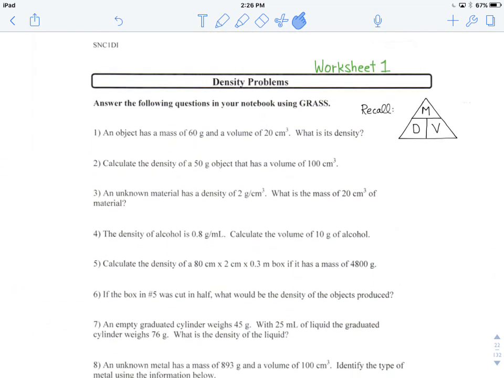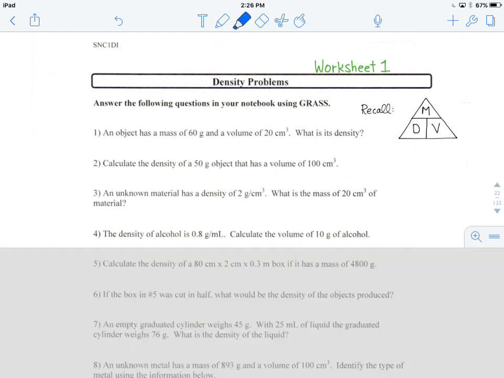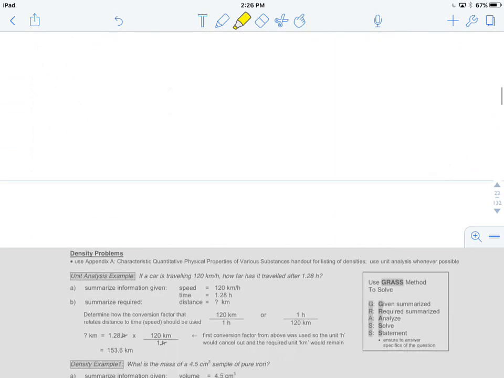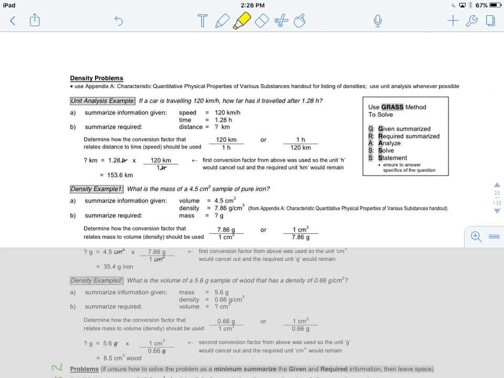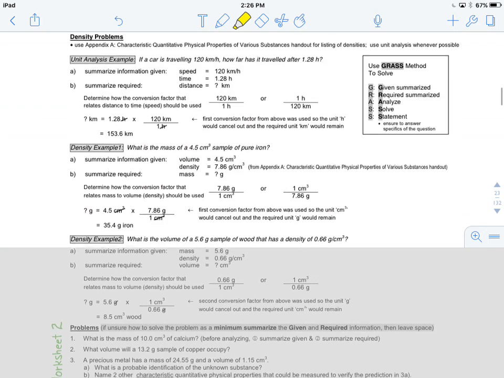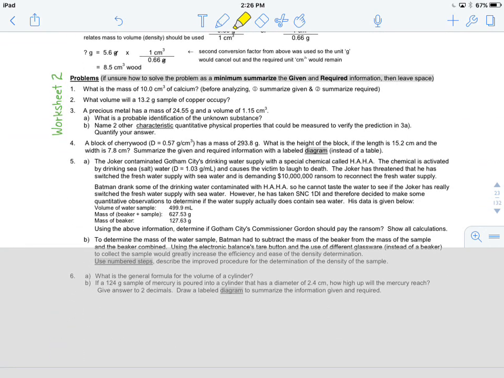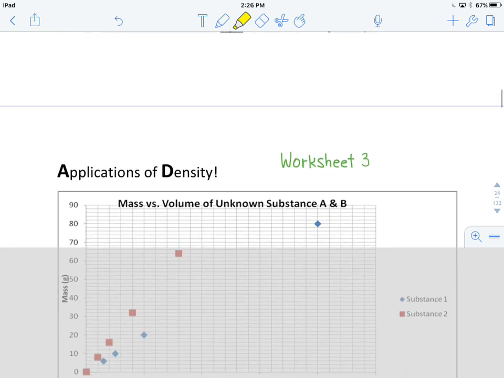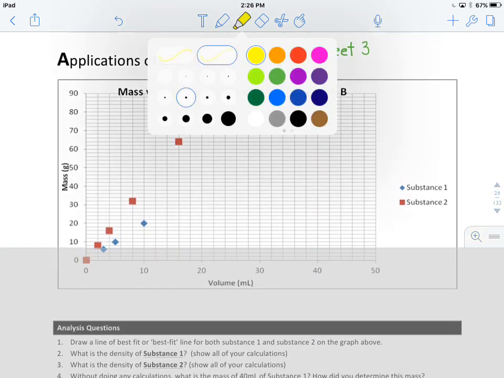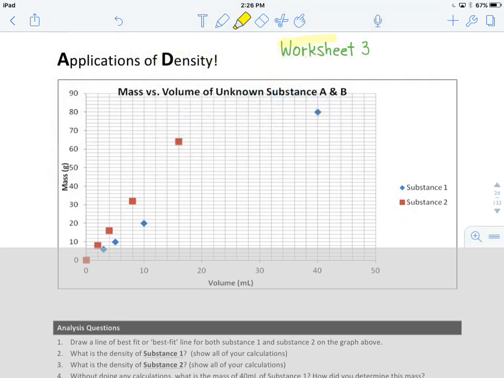This is the first page in density right here. The next page are these problems, and this is what we're calling worksheet number 1. You can feel free to highlight this if you want. When you keep flipping, these are density problems. There are some examples on this page, and down here this is worksheet number 2. Last but not least is this page with the graph on it, and this is worksheet number 3. So this is kind of where we're at with these 3 pages.